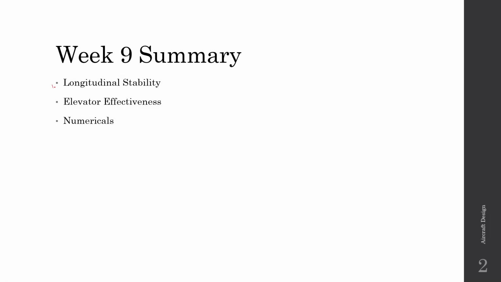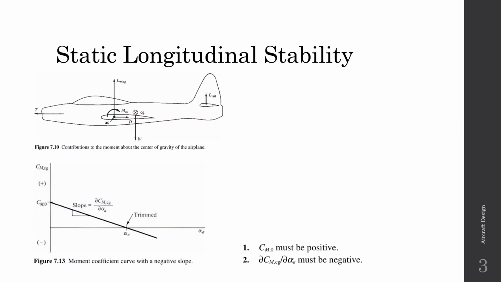In this week, Sir has covered longitudinal stability, elevator effectiveness, and he has done some numericals on these topics. So we'll go over these things. So first is static longitudinal stability. You know that static stability means the initial tendency of the aircraft to return to its original location, to return to its trimmed condition basically.